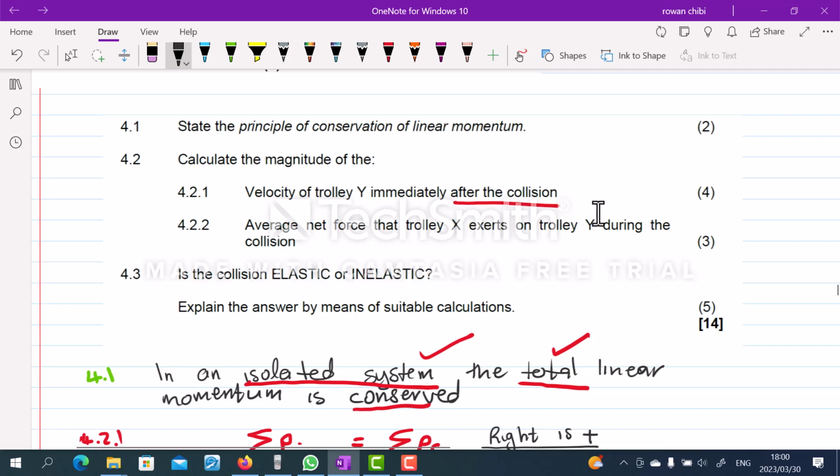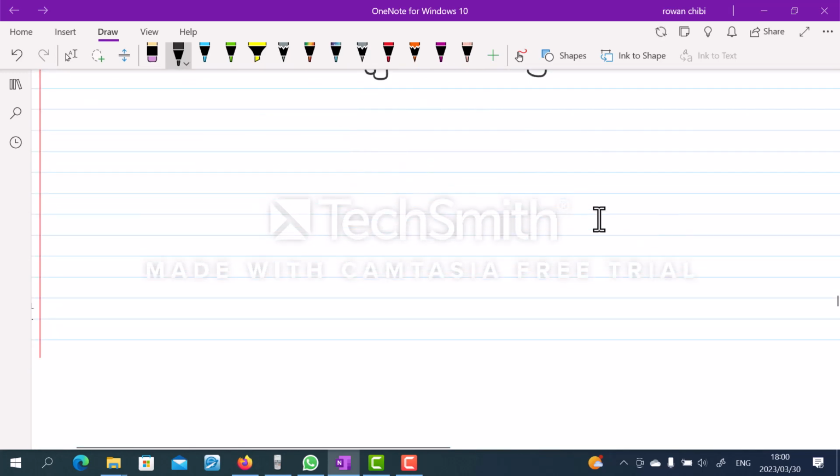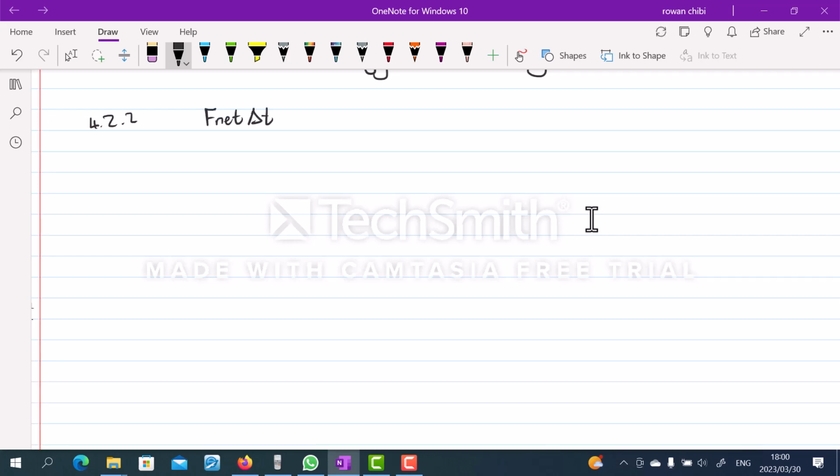trolley Y during the collision. The net force that trolley X exerts on trolley Y. So the formula, it says F net times change in time is equal to change in momentum. So this is the same as m times (v final minus v initial). So we're going to divide by time. So this is the same formula.